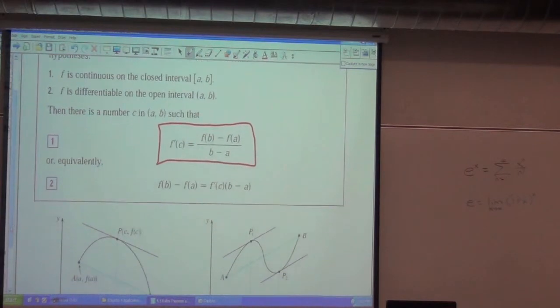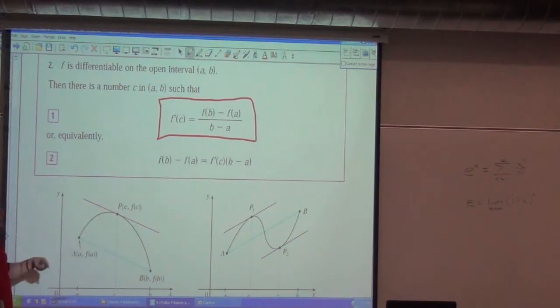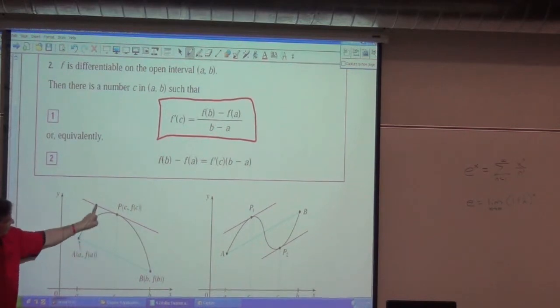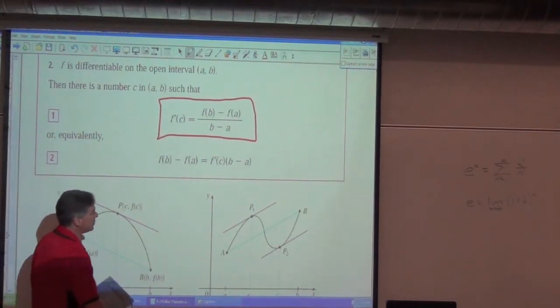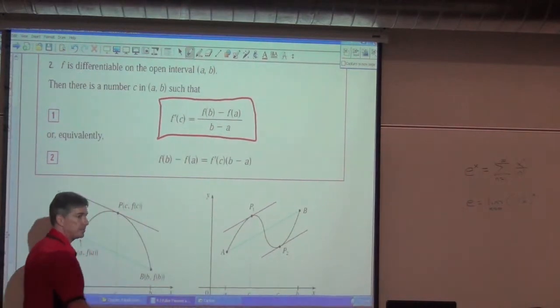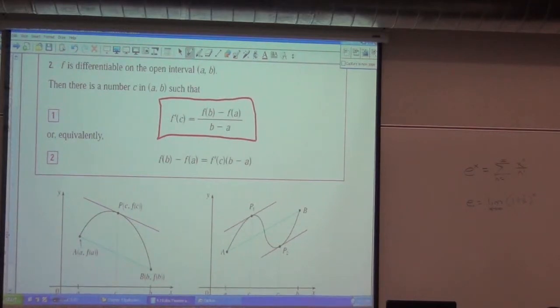And then they give a few little examples here. Here's a continuous function. We found the average rate of change, that's just the slope of the secant line from here to here. We can draw a tangent line over here somewhere, and these two lines are parallel. Here's an example where if we draw the average rate of change, there are two tangent lines that have the same slope. So if a function's continuous and differentiable, then somewhere in between two points, the average rate of change equals the instantaneous rate of change. They call it the average or mean value theorem.